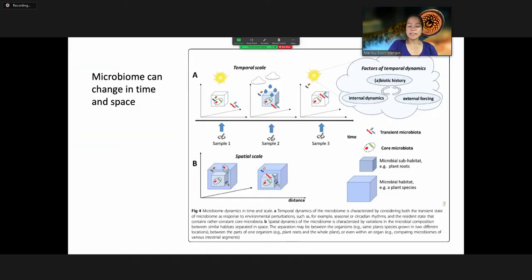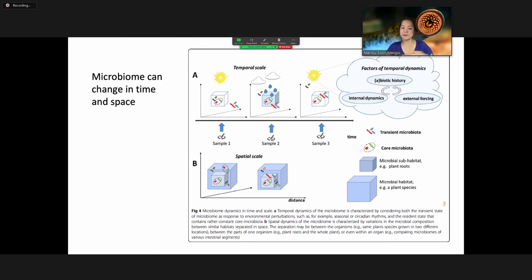Okay, there's something else that I want you to remember as well. I just talked about temporal and geographic. So microbiome can change with time. They can change with space. Let's talk about time first. In my system, the marine environment, if I sample microbiome in January, they would be different in December. It's because the environment has changed. And it's the same place that I've been sampling. And so they have changed.